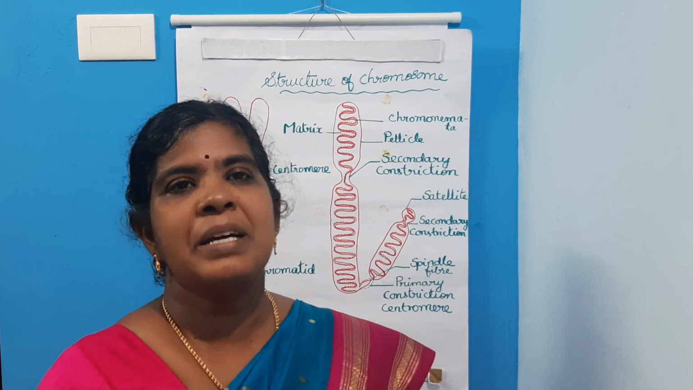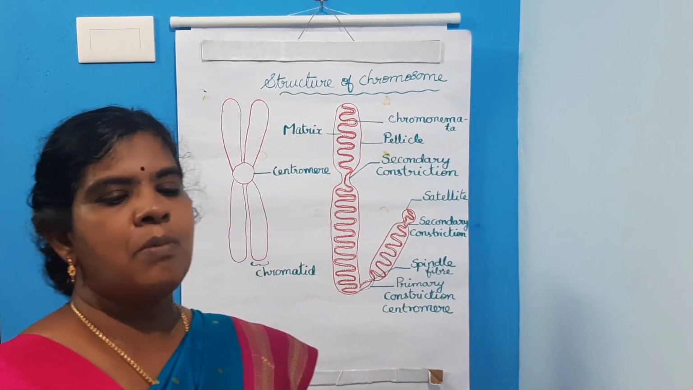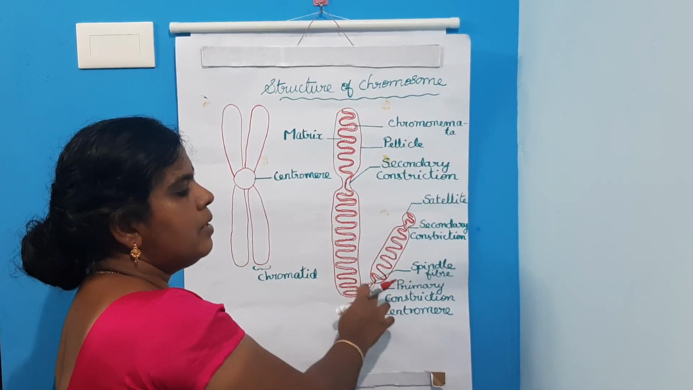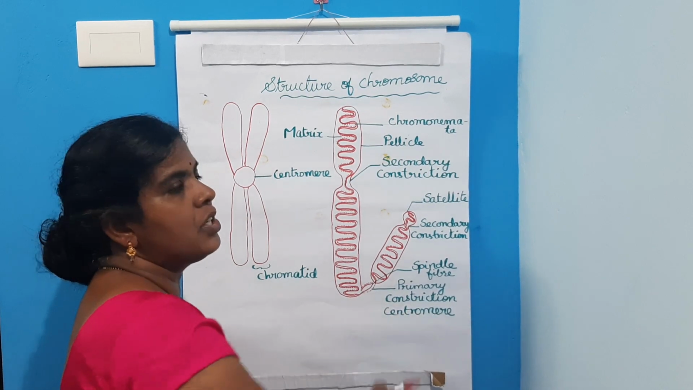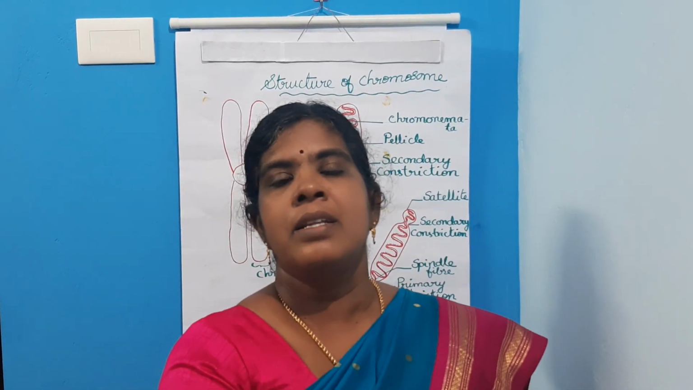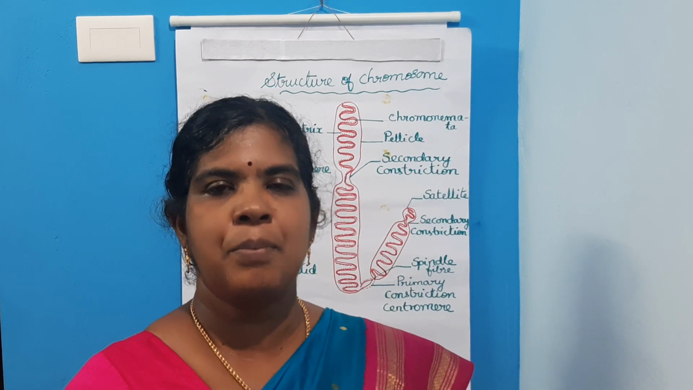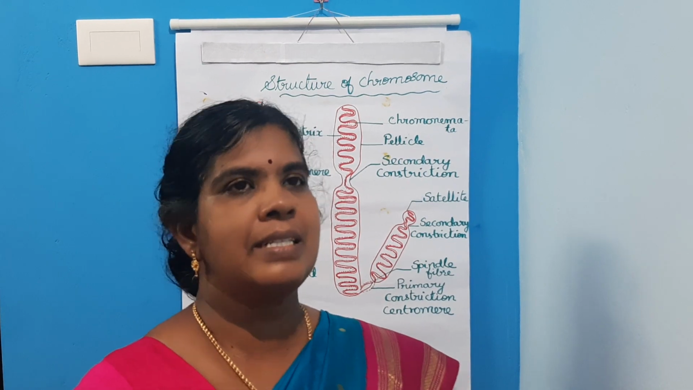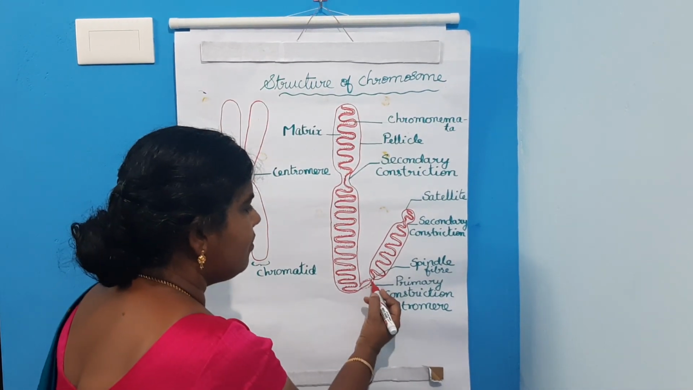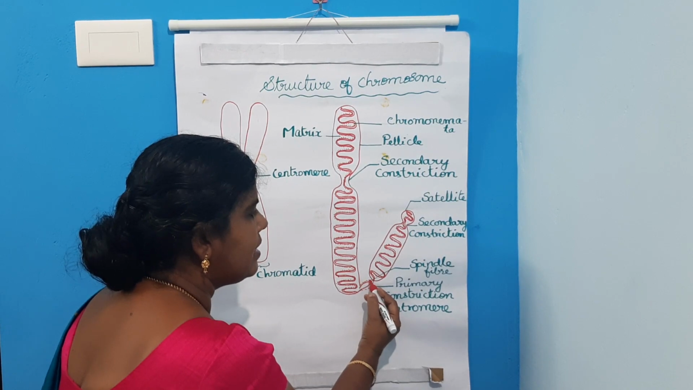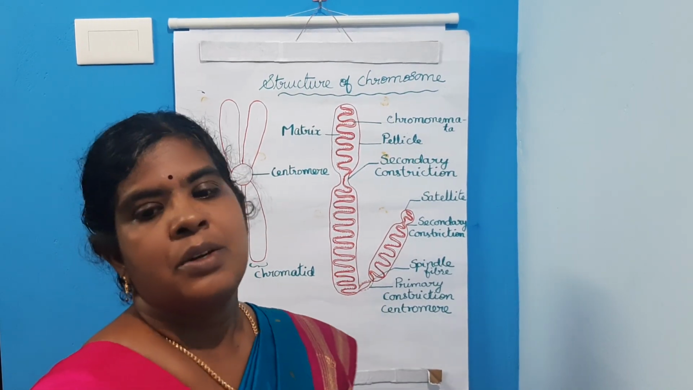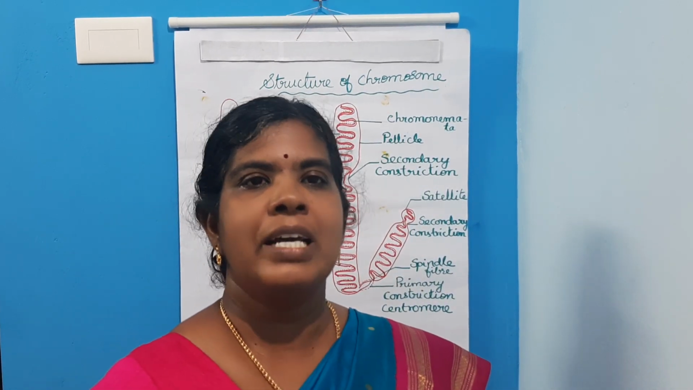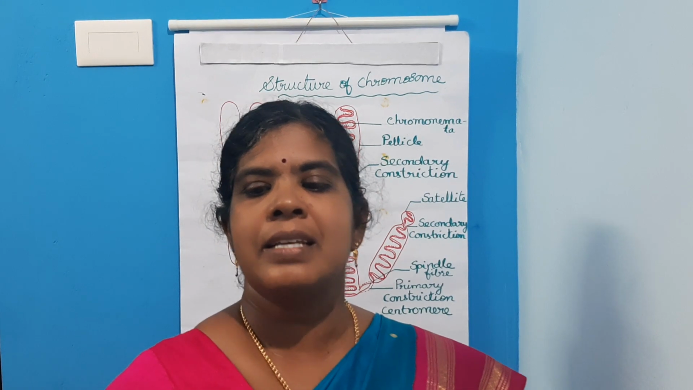One is the primary constriction. The two arms of the chromosome are joined by a central body. It is called the primary constriction, or centromere. The two arms of the chromosome meet at a point called the primary constriction or centromere. This is the region where spindle fibers attach during cell division.